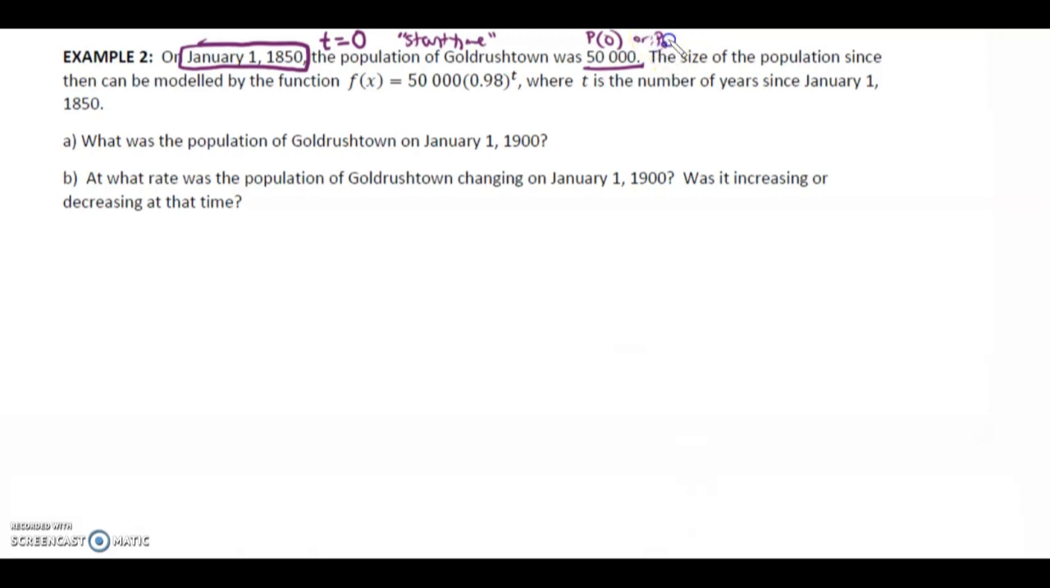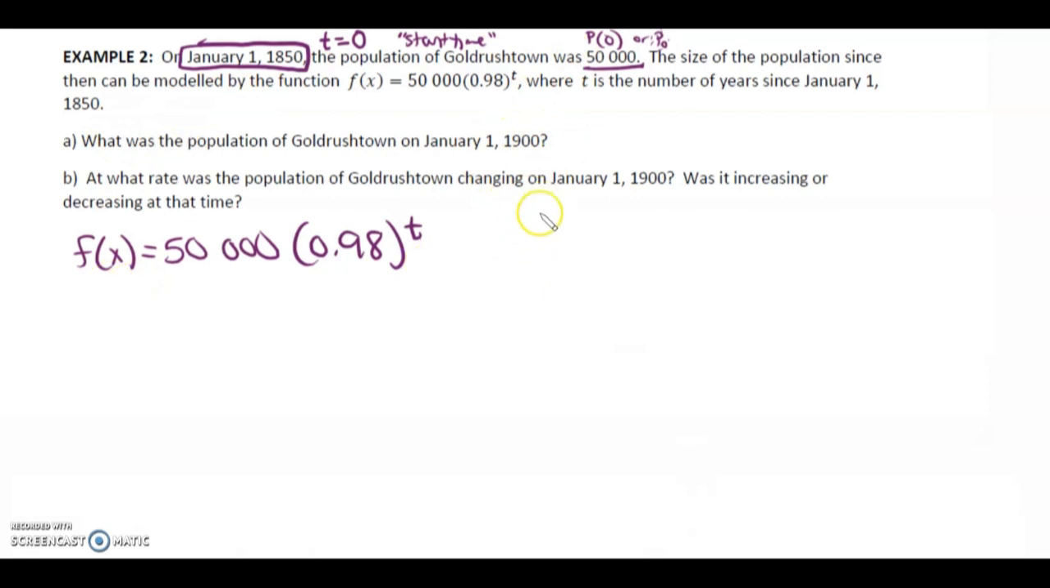You're going to see this a lot in university, P subscript 0. So the size of the population since then can be modeled by this function. That's easy. F at x equals 50,000 times 0.98 to the exponent t, where t is the number of years since that January 1st, 1850.